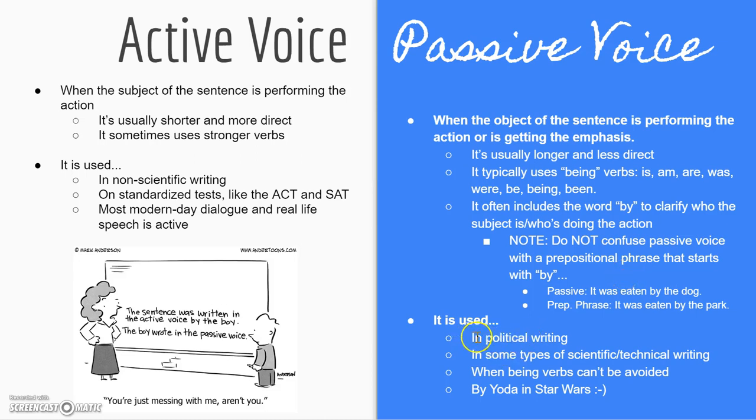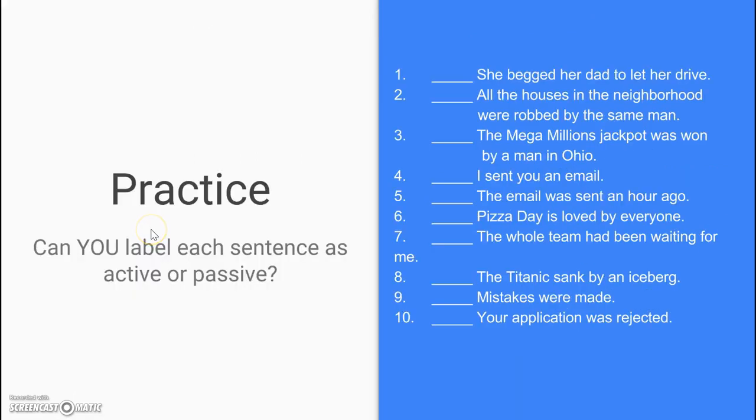Passive is often used in political writing. It's used in certain types of scientific or technical writing. It's used when being verbs can't be avoided, and also by Yoda. Let's try out some practice now. In each sentence, I'd like you to read it and try to identify each one as either active or passive. We're going to try to label them all.